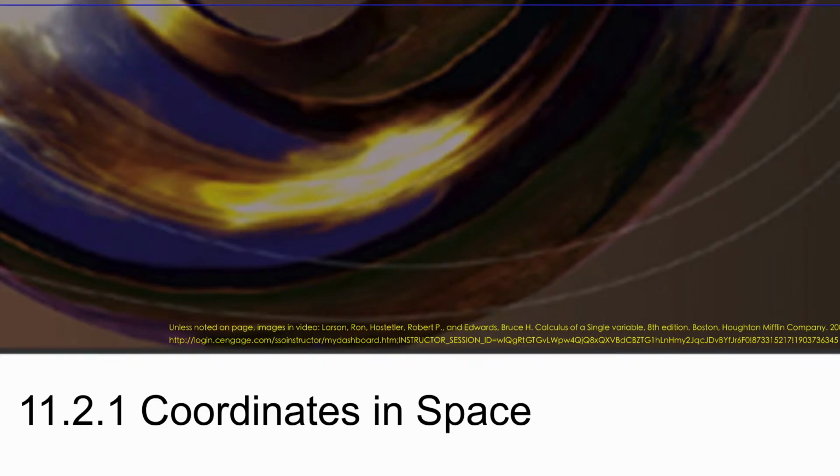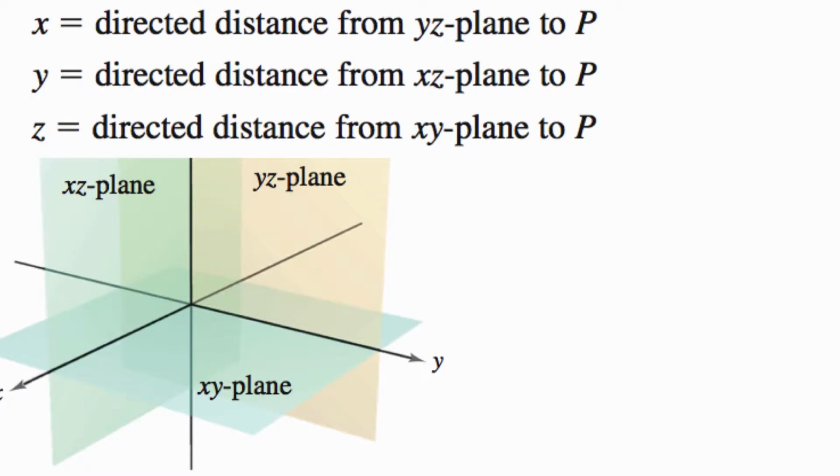Let's talk about three-dimensional space. When we go to 3 dimensions, then we're going to have 3 coordinates, x, y, and z. Now, x is a distance from the yz plane to P. So x is going to be the distance from this yz plane out.